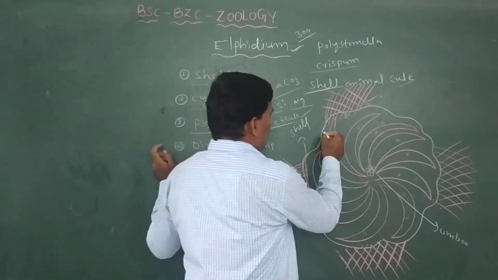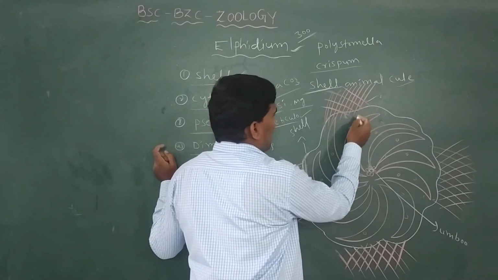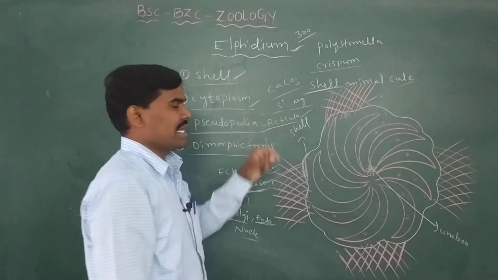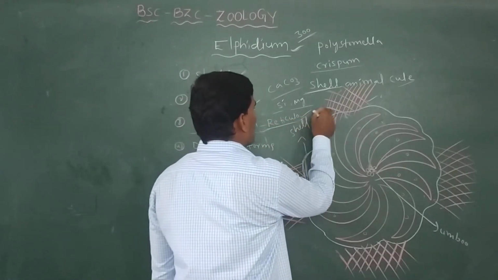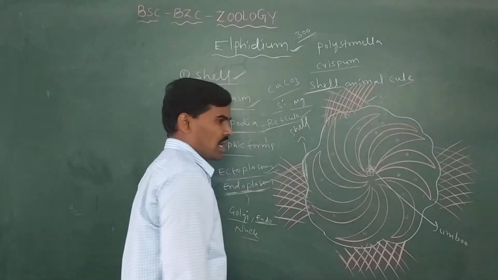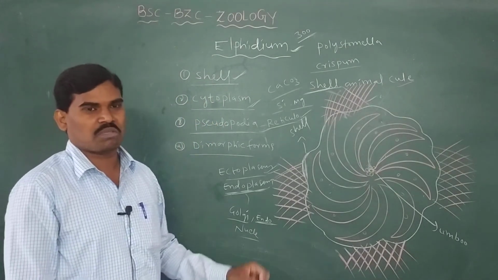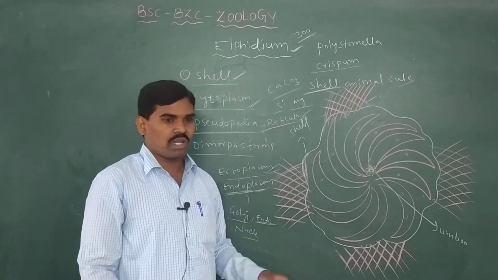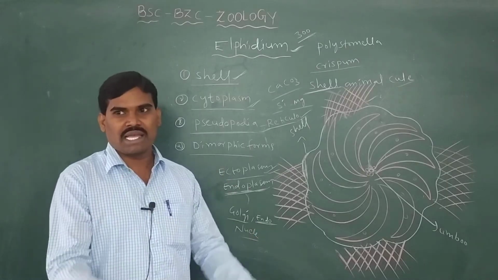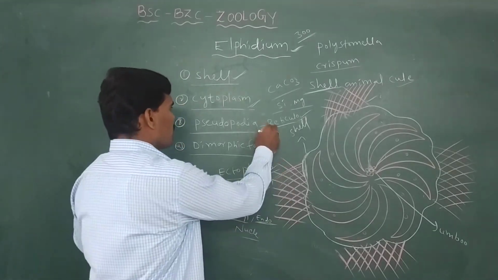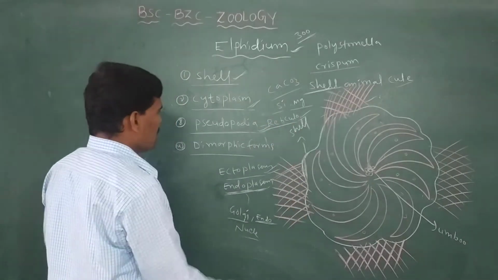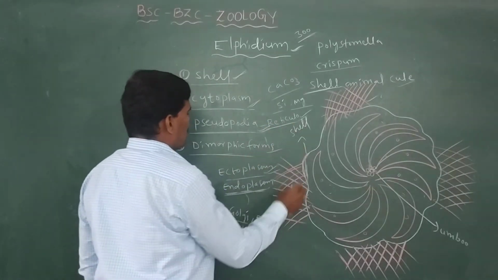The ectoplasm on the outside of the cell forms net-like structures, the pseudopodium formation. It is called the reticulopodial type of pseudopodium. This type of pseudopodium captures food materials and helps locomotion, free swimming in the water. So next, the dimorphic forms.